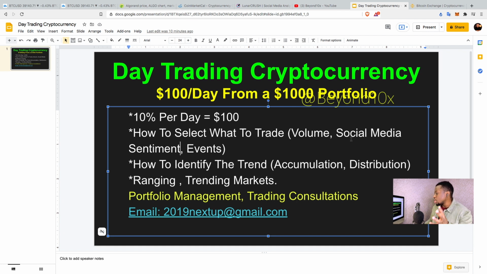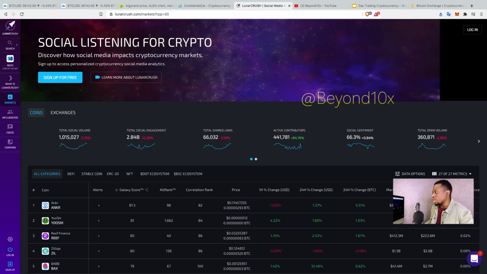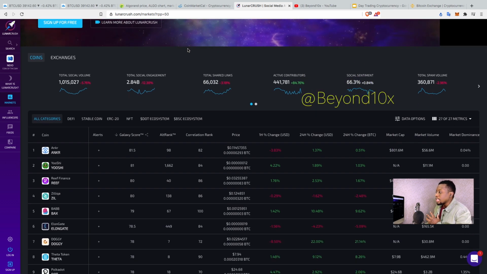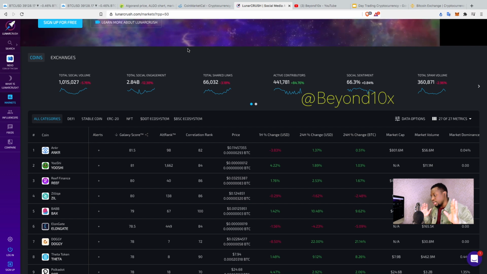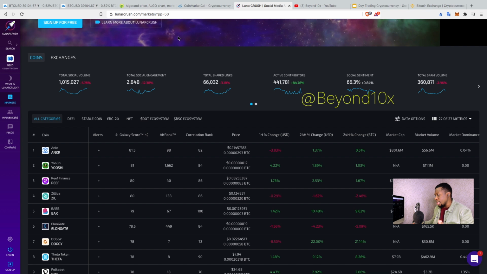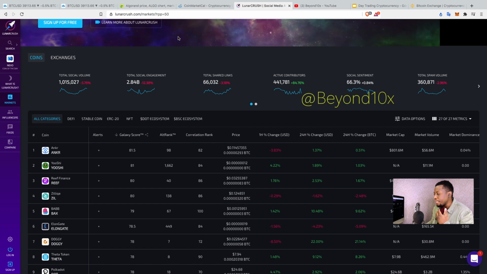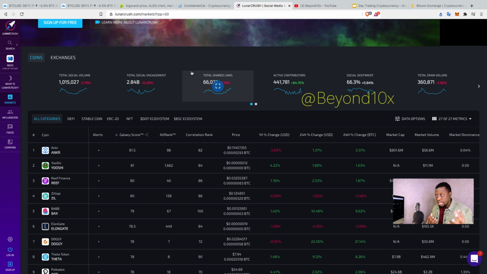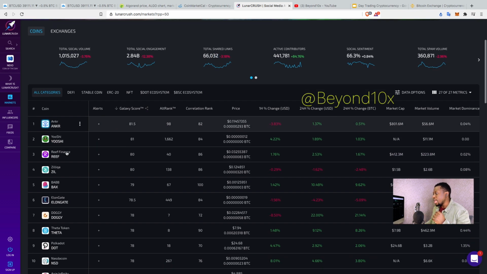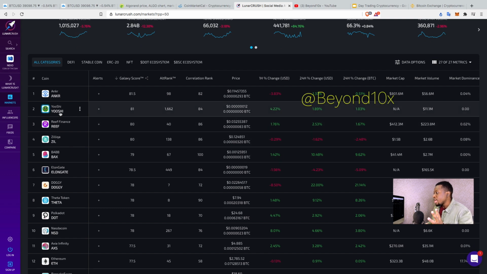The other thing is social media sentiment, or rather market sentiment. What are people talking about? For example, we have this amazing site, luna.com. This particular website has a few parameters that they use, which are their own secret. They check the sentiments of a particular cryptocurrency across various online platforms. And so far today, these are the coins that are ranking the highest.